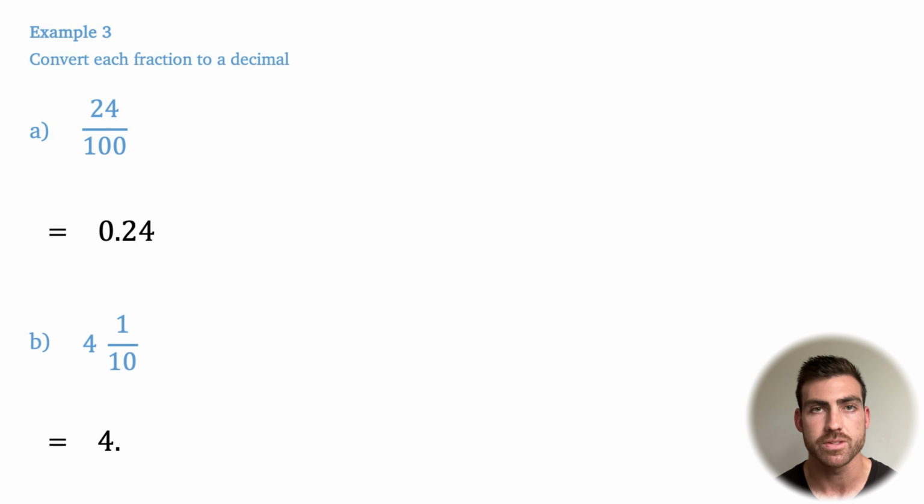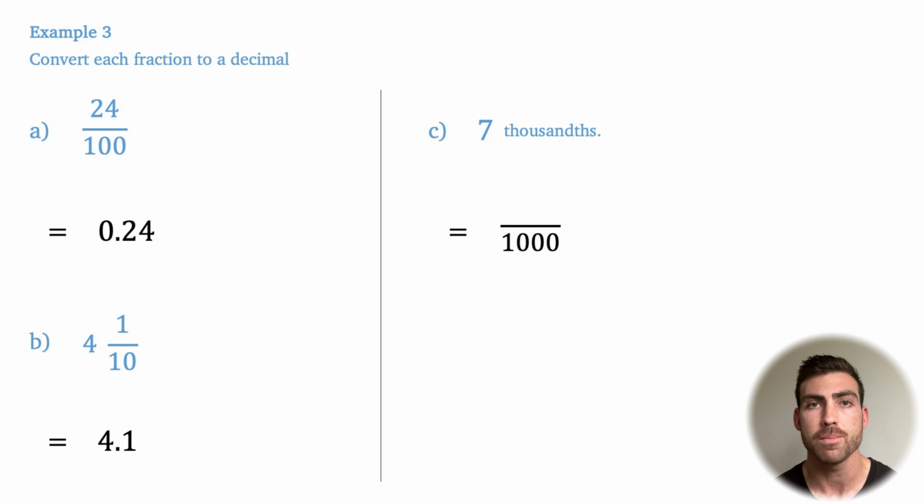In example C, thousandths means a fraction out of 1,000, and the numerator details how many we have, which is 7. So our fraction is 7 out of 1,000.